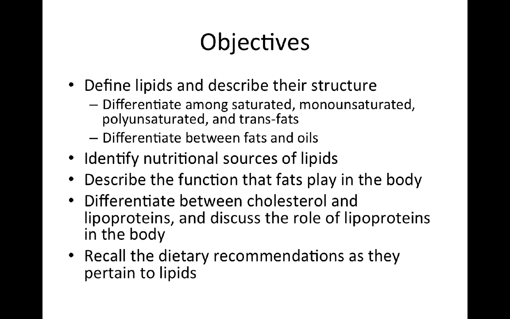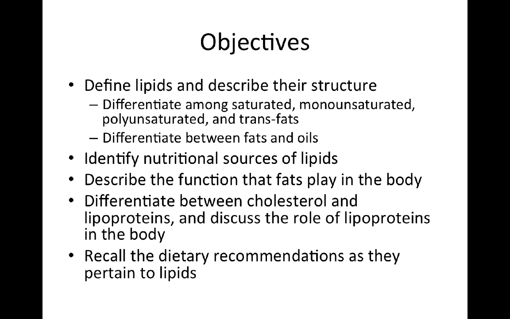Welcome. In this video we will be looking at lipids and some of their properties. By the end of this video you should be able to define lipids and describe their structure. You'll find that they come in a variety of structures. You'll want to be able to differentiate among the types that we talk about.